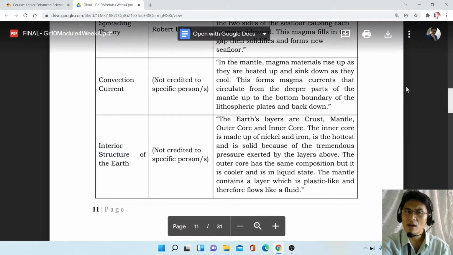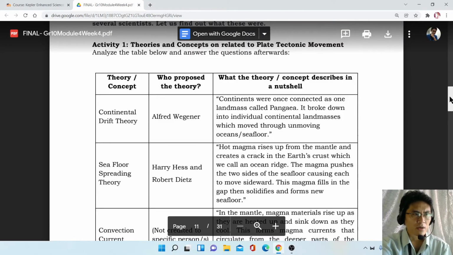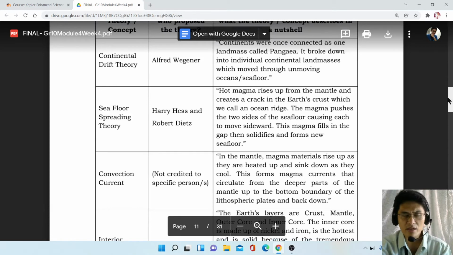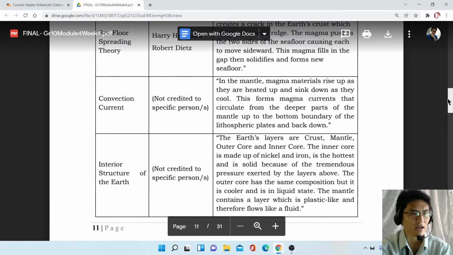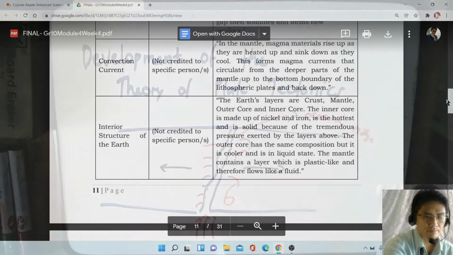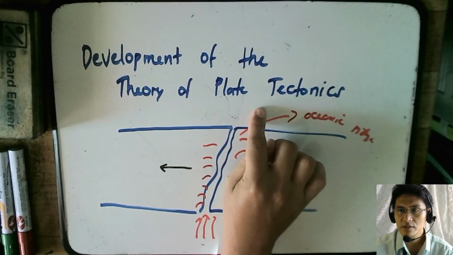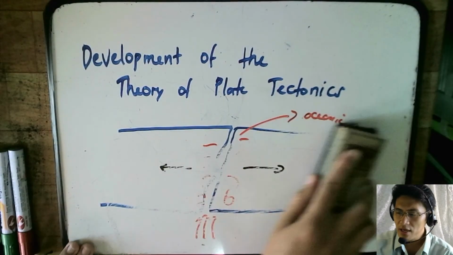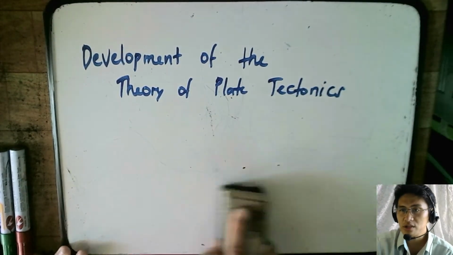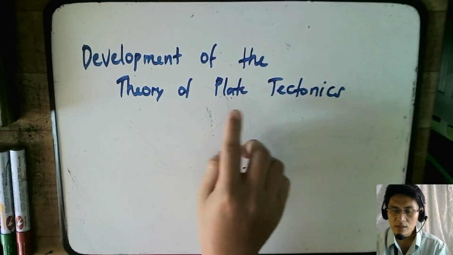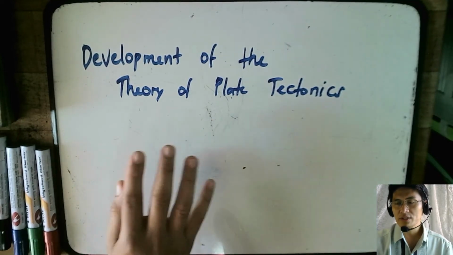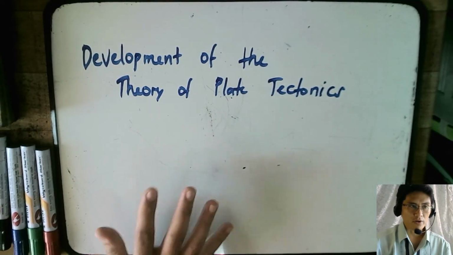But in a nutshell, if you add the continental drift theory and improve upon it through the seafloor spreading theory, and then add your concept of convection currents and add your concept of the internal structure of the Earth, you get plate tectonics. Okay, so what we're saying is plate tectonics is the result of an evolution of theories that started from Alfred Wegener's continental drift theory.